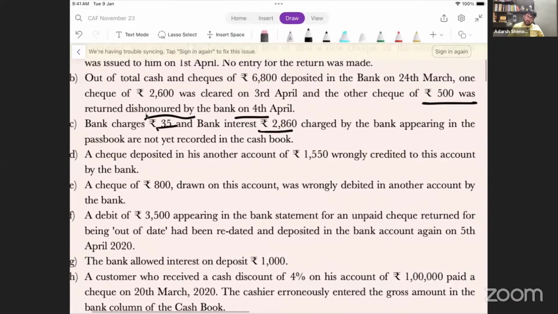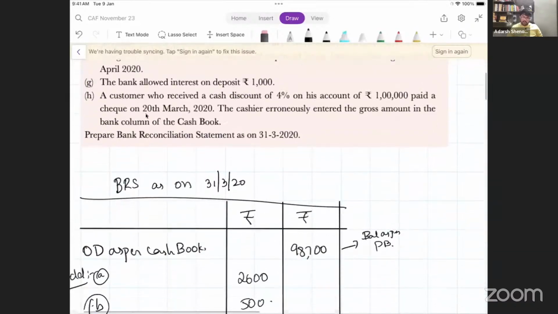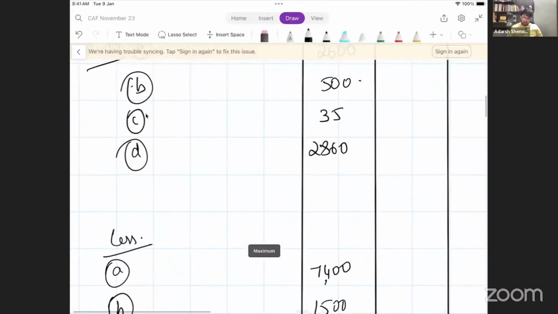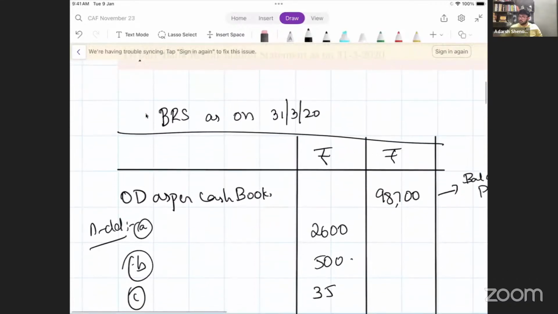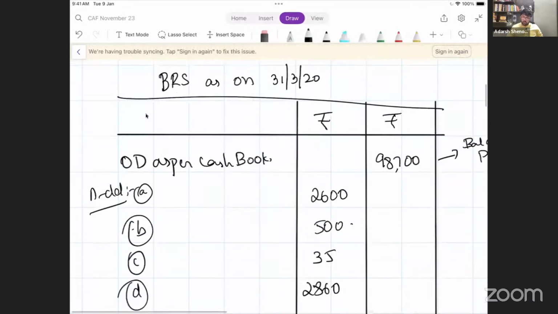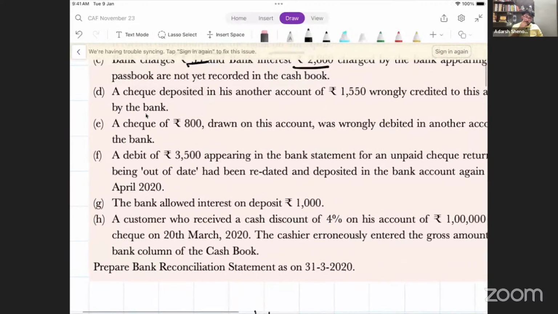A check deposited in another account. Important, interesting. Read this, please. Yes, Shreya. It makes a difference of 500. That's right. I hope you followed till here. Everything is right? Okay. Next.